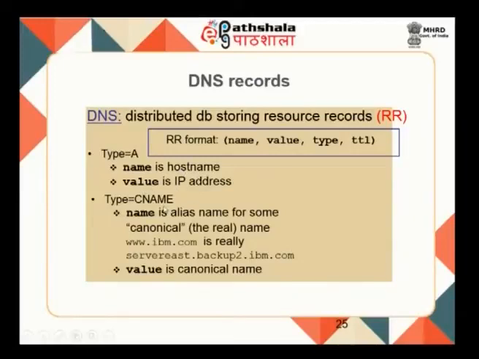If it is a CNAME record, which is called a canonical name record, this is used when you have alias names for some servers. For instance, www.ibm.com could actually be server.east.backup2.ibm.com. So in this case, the value will be the canonical name, which is the real name, and the name will be www.ibm.com. So name gives me the alias name being used, and value gives me the canonical name being used. The type field will tell me that it is a CNAME record.